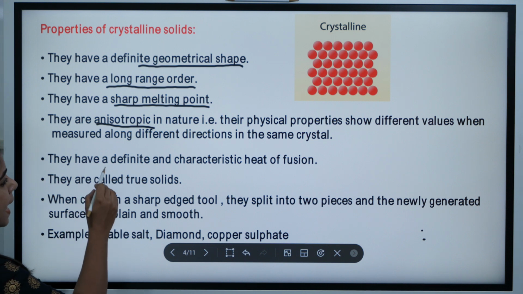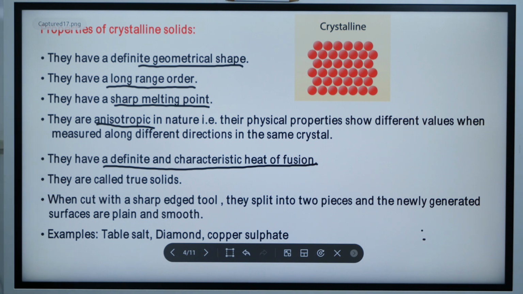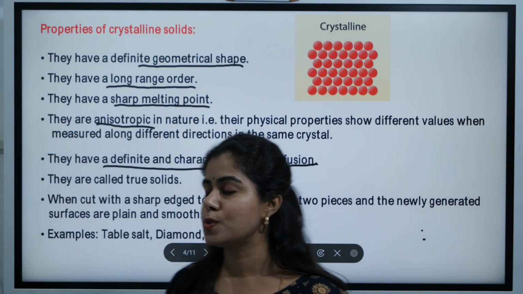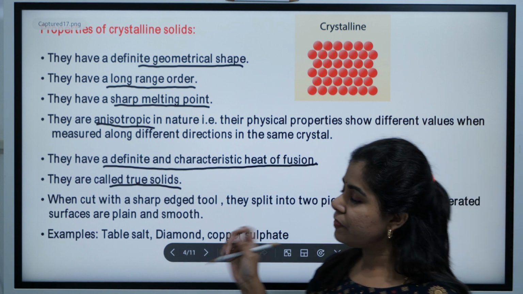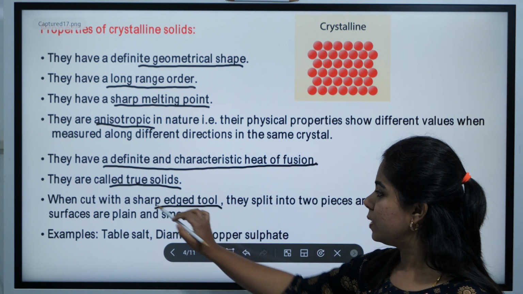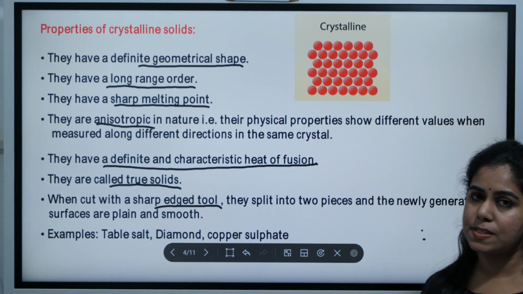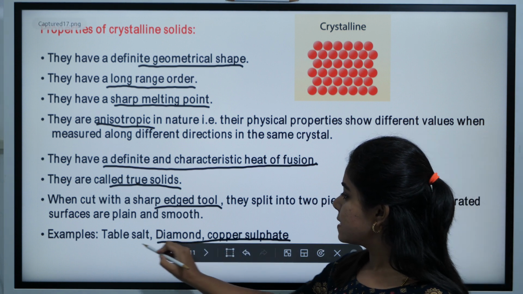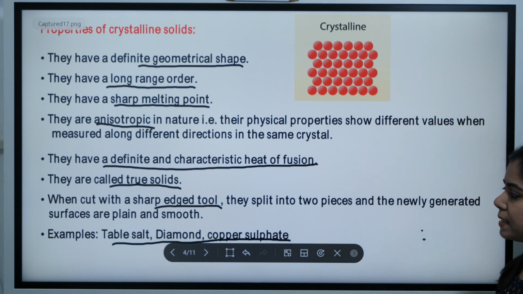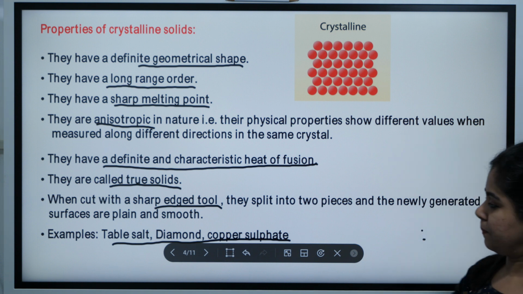They also have a definite and characteristic heat of fusion due to this orderly arrangement. In fact, crystalline solids are called the true solids. So when we say solids, it means crystalline solids. When we cut a crystalline solid with a sharp-edged tool like a knife, it splits into two halves, and the newly generated surface will be very plain and smooth. You definitely know the examples of crystalline solids: table salt, diamond, copper sulfate, zinc sulfate.